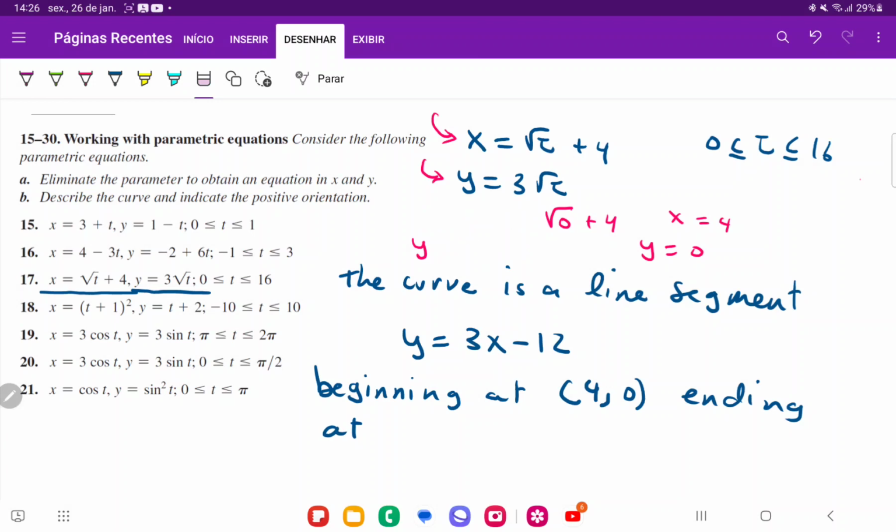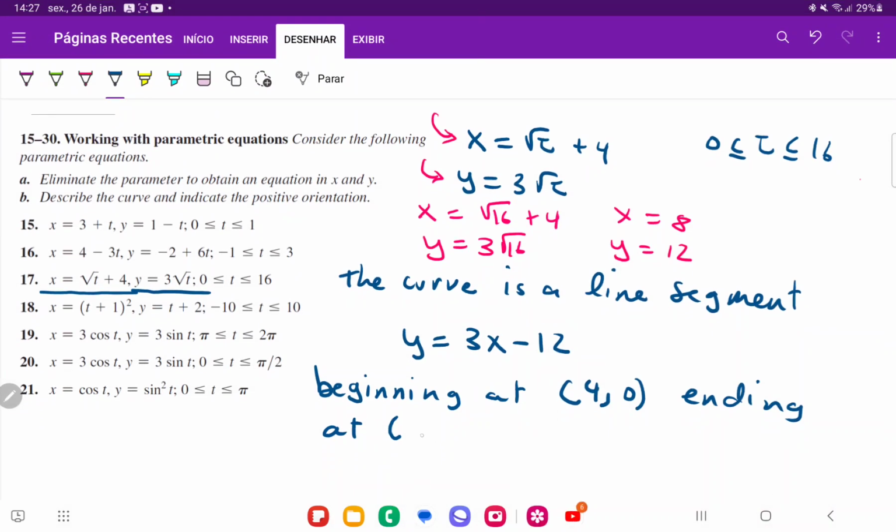now let's find the endpoint, right? So when t is equal to 16, which is the last boundary, we're going to plug in the value of 16 in the x and y equations to see what the x and y values are for that boundary. So x is going to be root 16 plus 4. Root 16 is 4, so 4 plus 4, x is equal to 8. And y is going to be equal to 3 times root 16. So 3 times 4, y is equal to 12. And we end at the point x is equal to 8 and y is equal to 12.